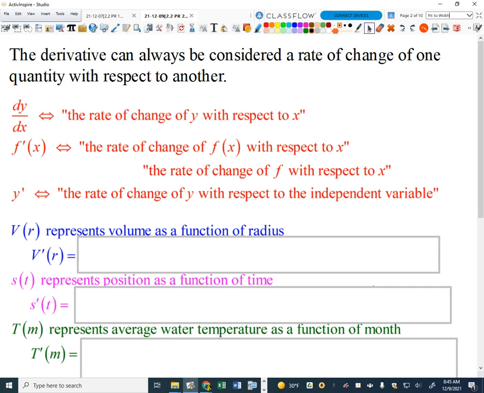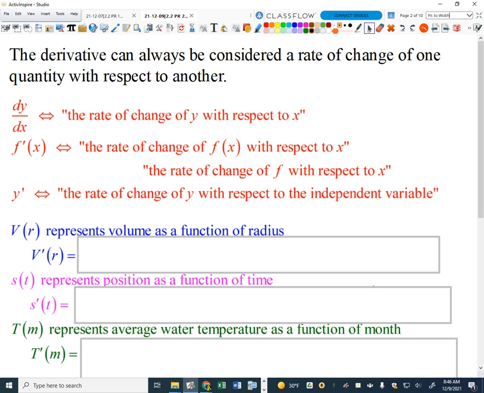All right, so first of all, derivatives really are just rates of change. You always think of it as being a rate of change of one quantity with respect to another. So for example, dy/dx is really the rate of change of y with respect to x. And isn't that what a slope means? What's the rise over the run? How much is the vertical component changing as the horizontal component changes? And that dictates what the slope of the tangent line is.